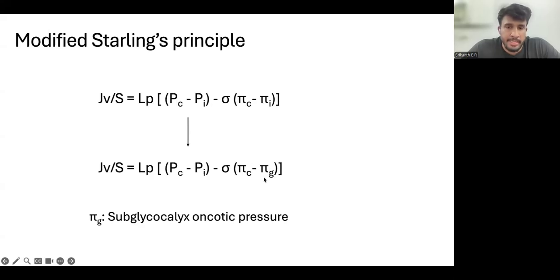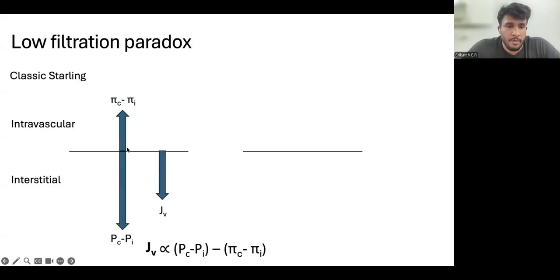The only change in the formula is that pi I, which is the interstitial oncotic pressure, now changes to the subglycocalyx oncotic pressure. So now let's see how this change explains a lot of the limitations that we discussed for the classical Starling's law. So this is how we describe the classical Starling. So this is the net filtration force downwards and the net absorption force upwards. So the net filtration force is the capillary hydrostatic pressure gradient and the oncotic pressure gradient you are seeing above.